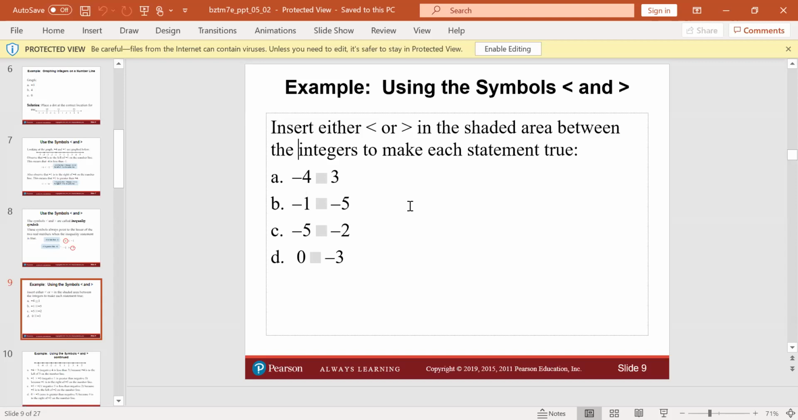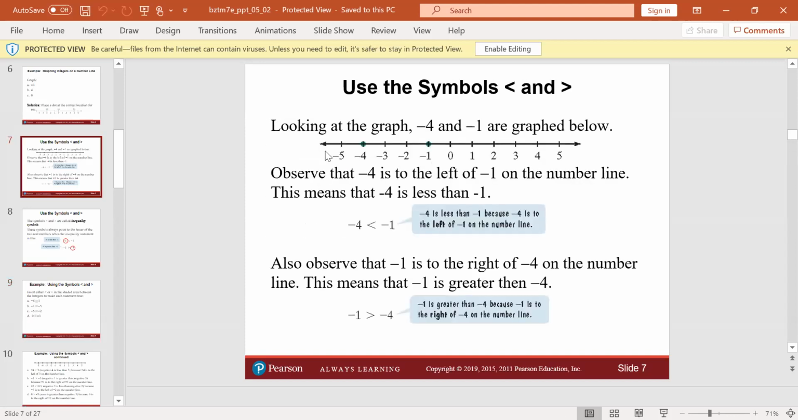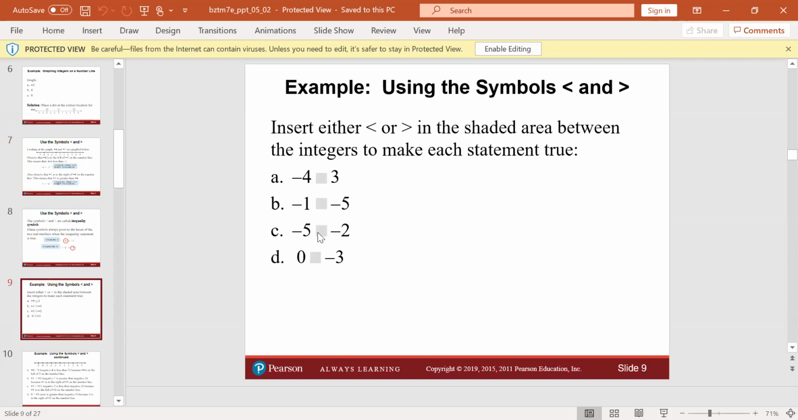Part C, -5 blank -2. What are you thinking? Less than, exactly. -5 exists to the left. Here's -5. It exists to the left of -2, thus it is less than. So C is less than.